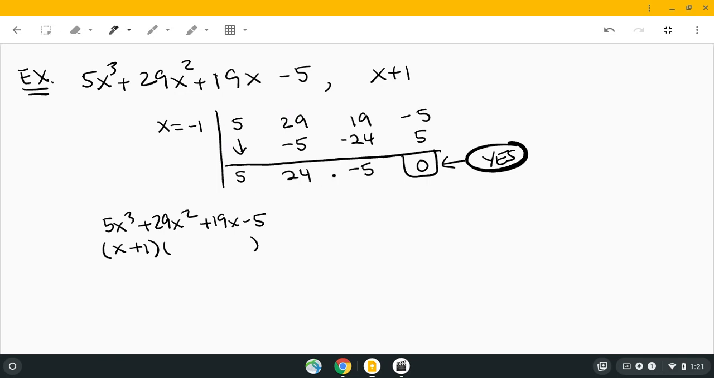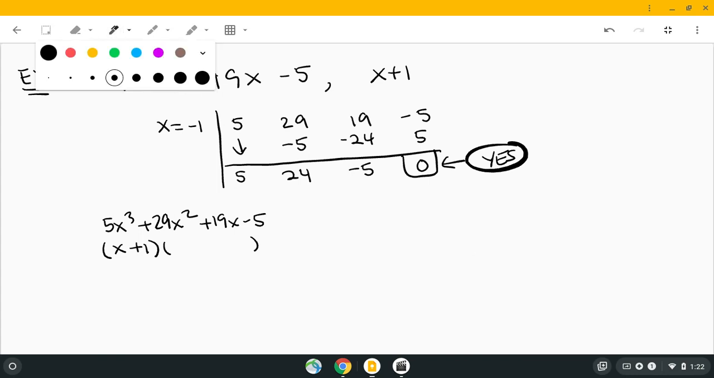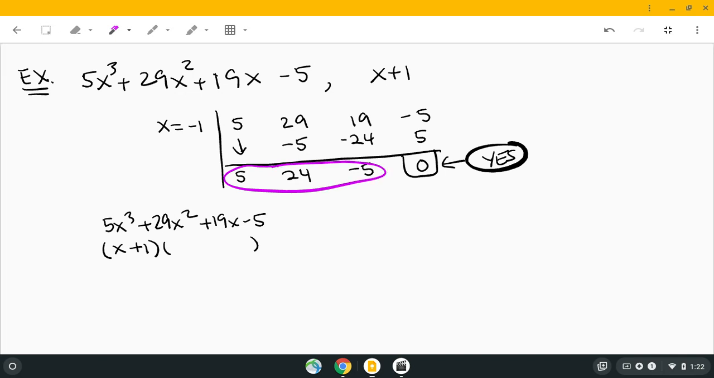So the answer is right here. See these three numbers? So this trinomial right here, all you're missing are the x's. So this is a trinomial of degree 2. So this is 5x squared, this is 24x, and this is -5. So I'm going to write that in here. Let me highlight that. So this here goes inside the other factor. So 5x squared plus 24x minus 5.